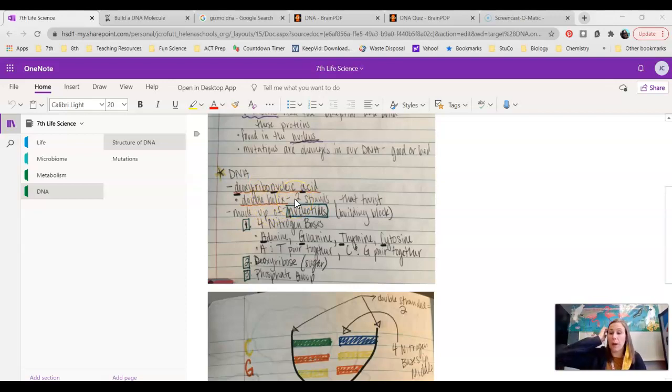So it kind of reminds you of a spiral staircase where it twists. Okay? So it's two strands that twist, double helix. Okay, it's made up of nucleotides.